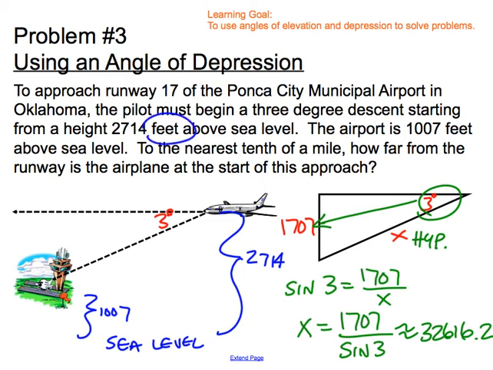If we read in the question, we have feet, but our answer is supposed to be in miles. So we need to know how many feet there are in a mile. So we have an answer, but our answer is actually, unfortunately, in incorrect units. We have 32,616.2 feet. So we need to divide this answer by 5,280, the number of feet in 1 mile. And we find that our final answer is approximately 6.2 miles.